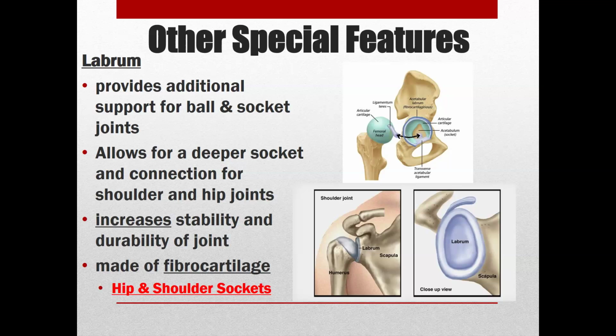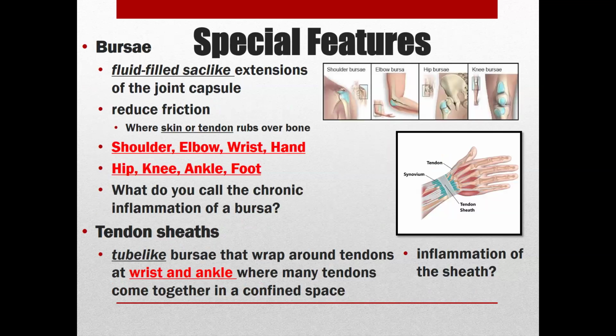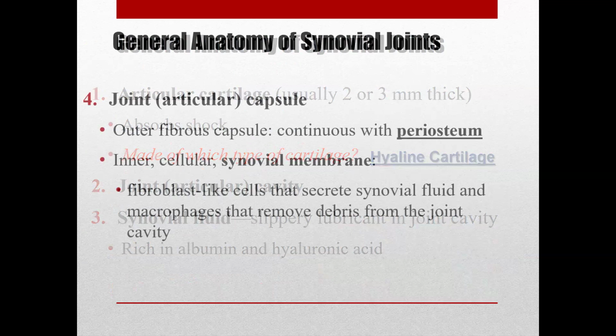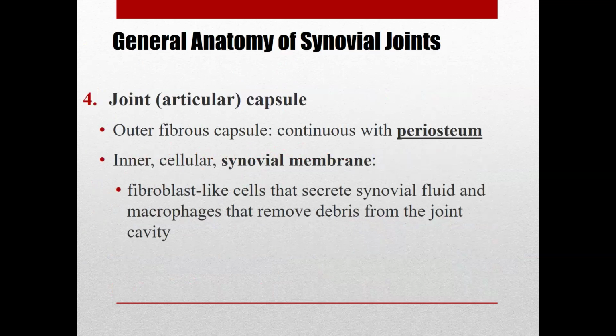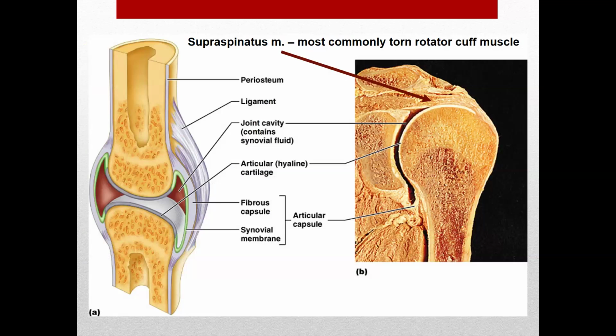Last special feature is going to be a bursa or a tendon sheath. A bursa is nothing more than just a little pillow, a fluid-filled sac filled with synovial fluid. So where might we need a little pillow? Well, let's go back to that picture of the supraspinatus. Check that out, guys. Looking where the supraspinatus tendon crosses right on top of that bone, wouldn't it be nice to have a little pillow to cushion that tendon so it doesn't rub right on the bone over and over again, right?